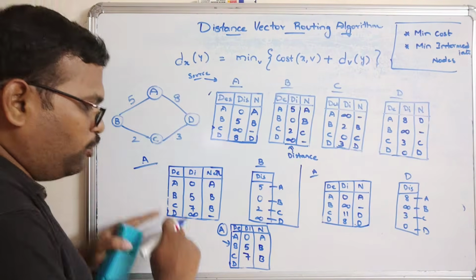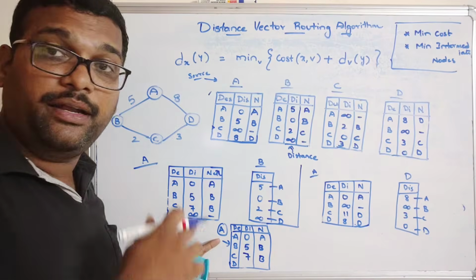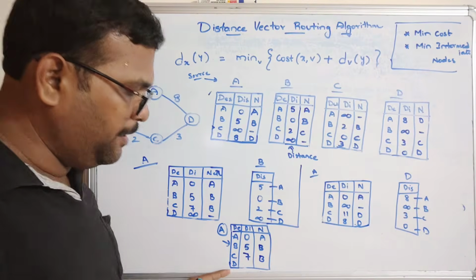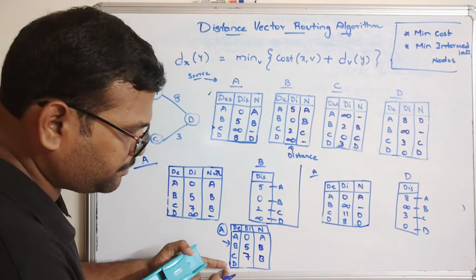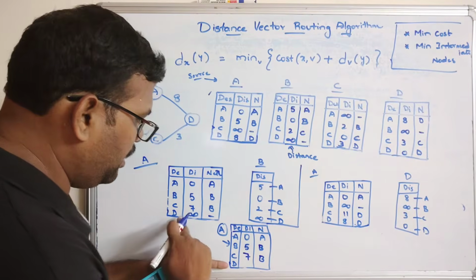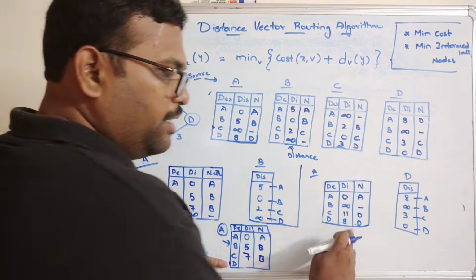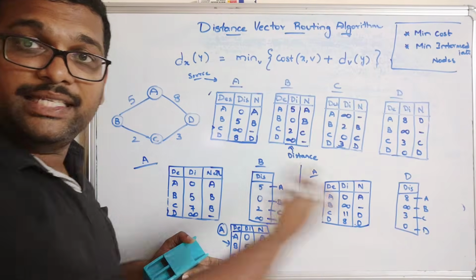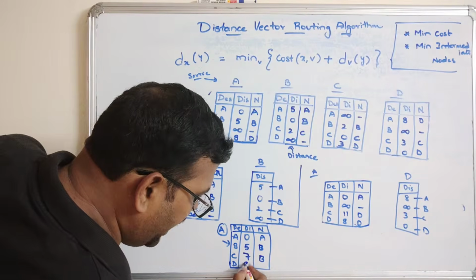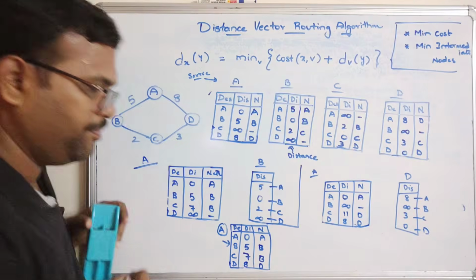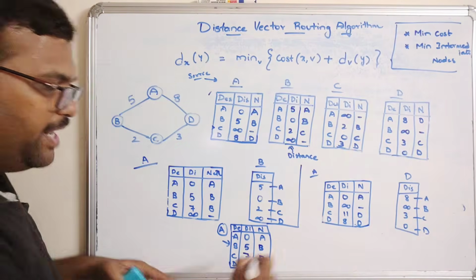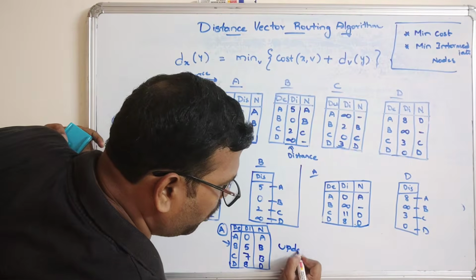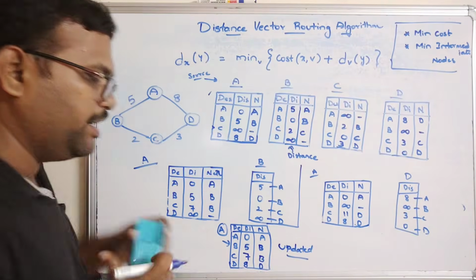And coming to A to D, if a packet wants to be transmitted from A to D, then you can see here there is an infinity and here we are having some 8. So consider the least one. So it requires 8 with D. So this will be the updated routing table of A.